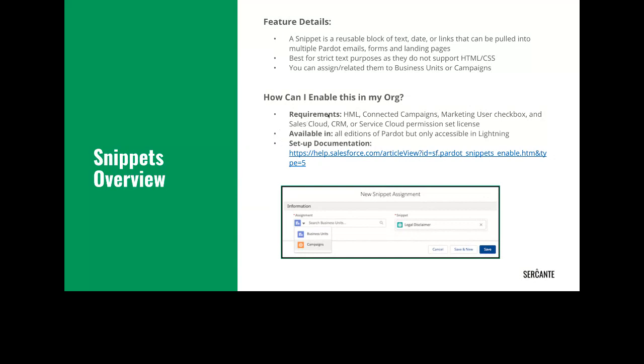So with that being said, there are some requirements in order to have this enabled in your org. You need your connected campaigns. HTML needs to be enabled as well. And you have to have a few other settings on your username to have access to snippets because it is a content type. So marketing user needs to be checked. And then you have to have either Sales Cloud CRM or Service Cloud permission set license. So it is, again, available on all editions of Pardot, but only accessible in Lightning. And there's some setup documentation here, enabling it, and then walking through the steps of making sure that these additional settings are there.